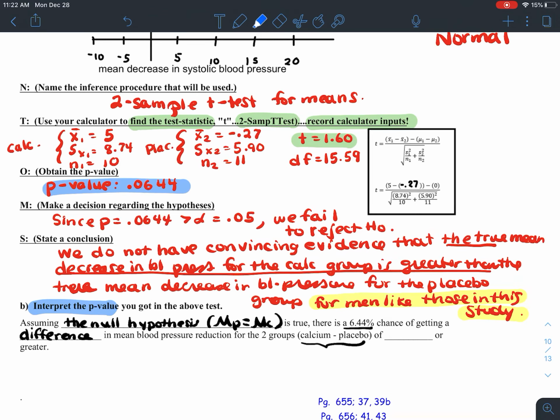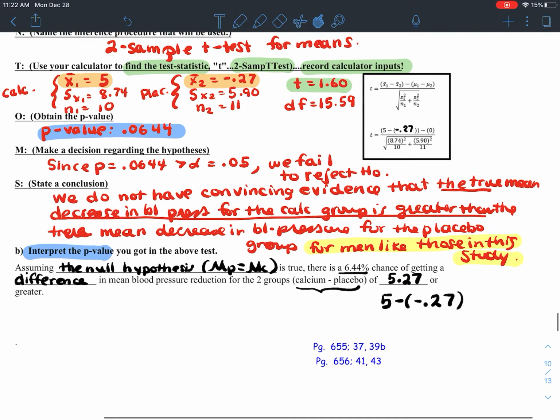Now, what is that difference? Well, let's look up here and see. We had the calcium mean to be 5, the placebo mean to be negative 0.27. So if I do the difference between those two sample means, I end up getting 5.27. There is a 6.44% chance that if we were to do this again, the difference we would get in our two sample means would be 5.27 or larger.